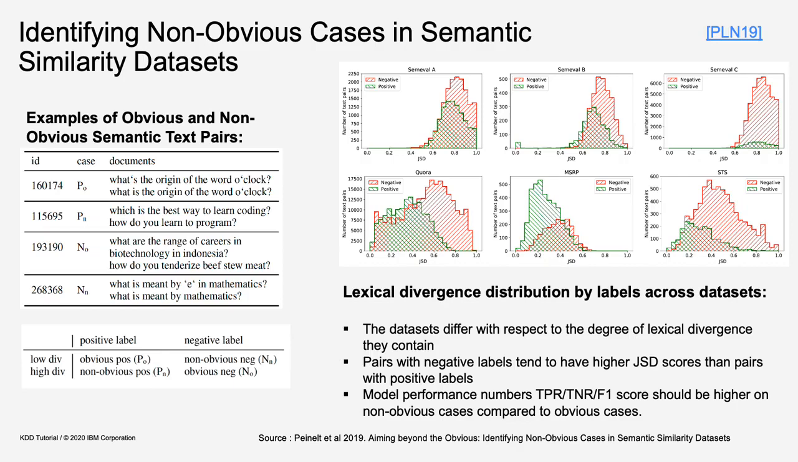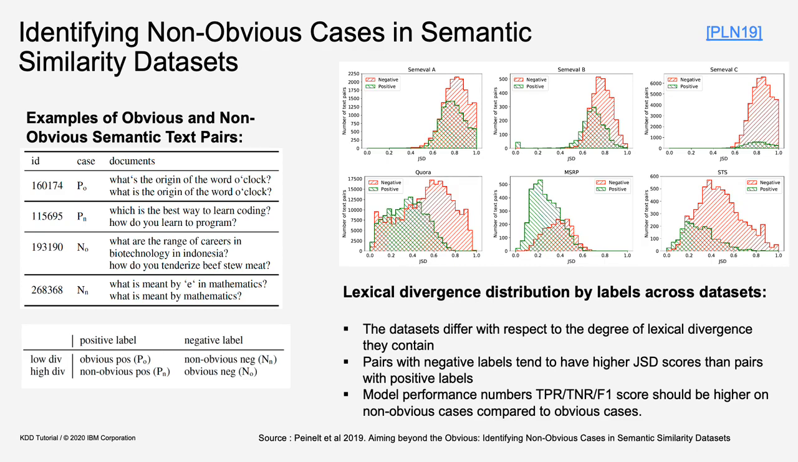The authors select well-known benchmark datasets differing in size, document length, document types, and tasks, and they plot the lexical divergence distribution. To characterize the datasets, the text pairs are represented as two distributions over words. Their lexical divergence is measured using GST as shown in the figure. The datasets differ with respect to the degree of lexical divergence they contain.